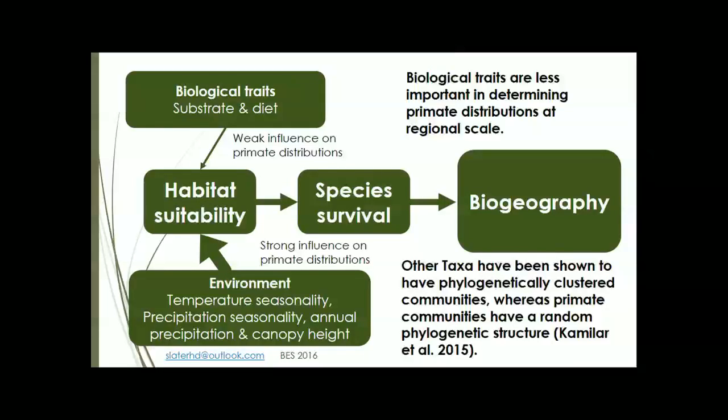Primate communities in general have a random phylogenetic structure, which suggests that they're actually more being influenced by null processes, such as dispersal limitation, as opposed to biological or environmental processes. This could also be an issue of scale dependence, that their biological traits are maybe more important at a local scale rather than at the regional scale.